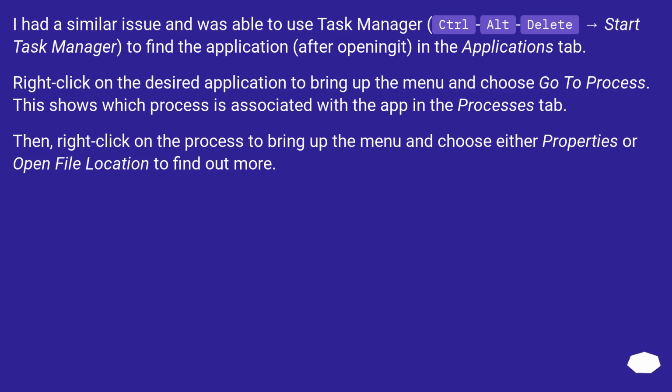I had a similar issue and was able to use Task Manager, Ctrl-Alt-Delete, Start Task Manager, to find the application, in the Applications tab. Right-click on the desired application to bring up the menu and choose Go to Process. This shows which process is associated with the app in the Processes tab. Then, right-click on the process to bring up the menu and choose either Properties or Open File Location to find out more.